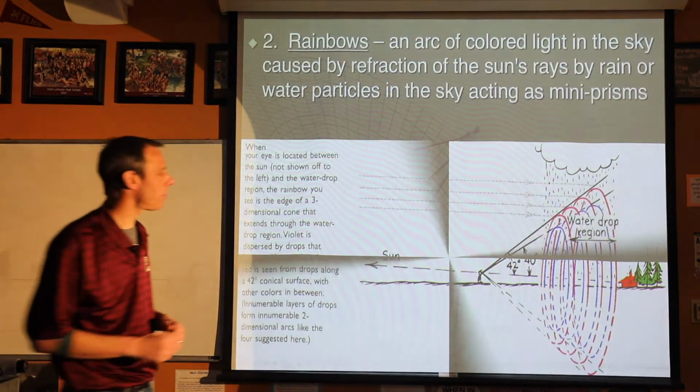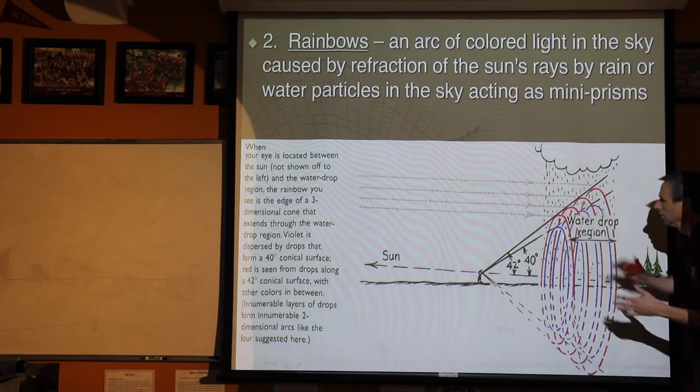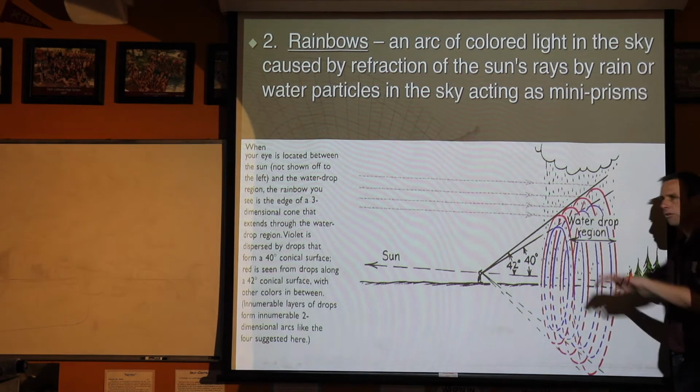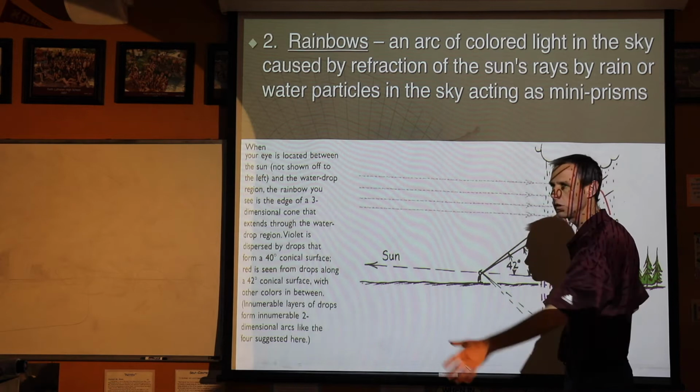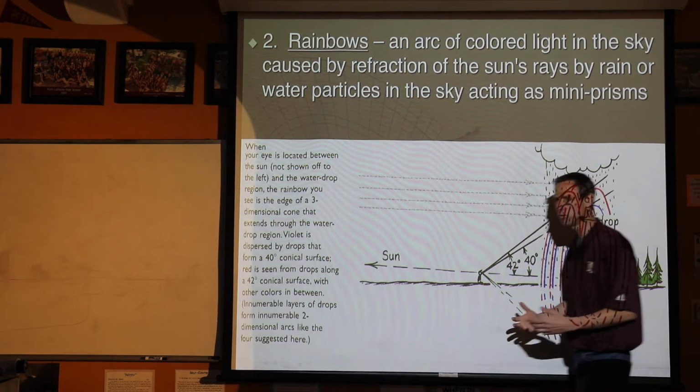So let's get to the rainbows. Would you look at this? Would you just look at this? This rainbow doesn't look like a rainbow. I thought rainbows were just like an upside down U. But here we see that a rainbow is actually a cone.